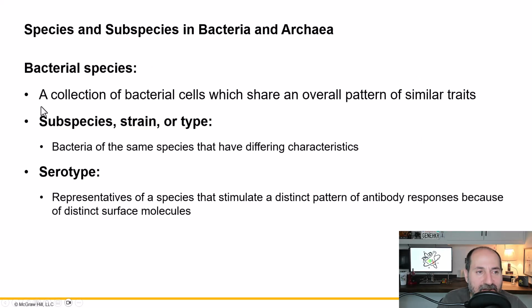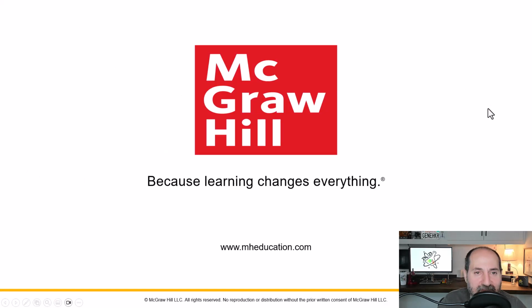And then we also talked about bacterial species, which are based on traits that they share. So how do you know that two bacterium are of the same species? They have similar traits. And that's it. That's it for chapter 4. A lot of nice meaty material there in chapter 4. Good stuff to learn. So hopefully that was a good little review.